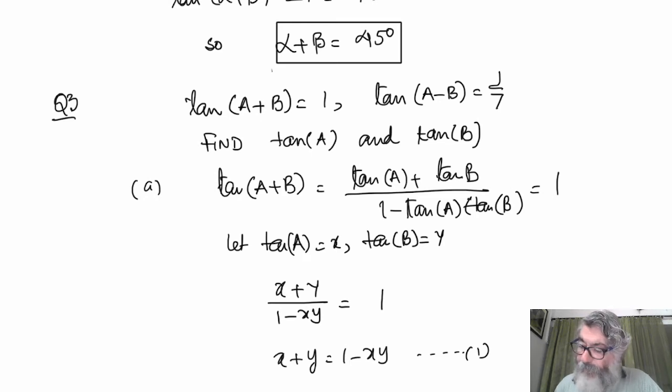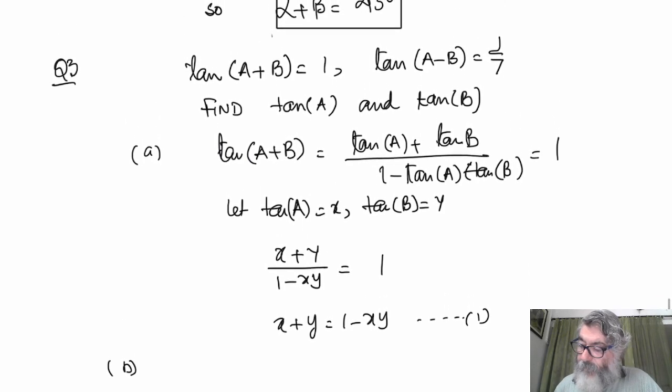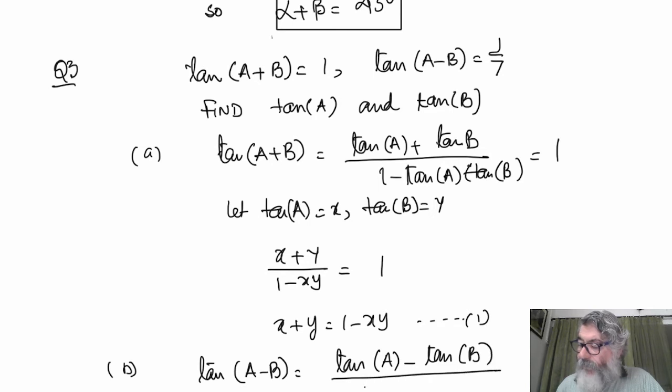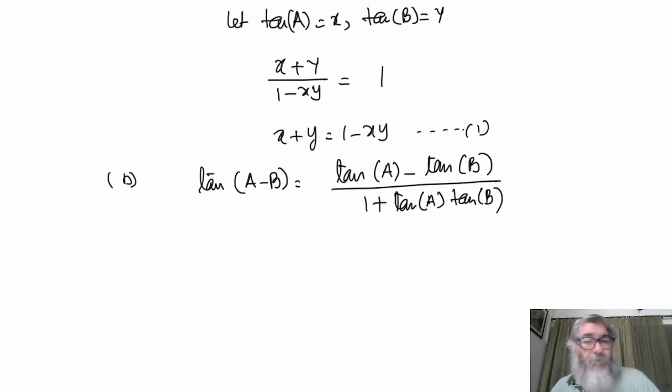Now in the b part I have tan a minus b. Let me see tan a minus b is tan a minus tan b upon 1 plus tan a tan b. Must write the formula every time, because if you write the formula every time, it is going to help you. And it was given equal to 1 upon 7.